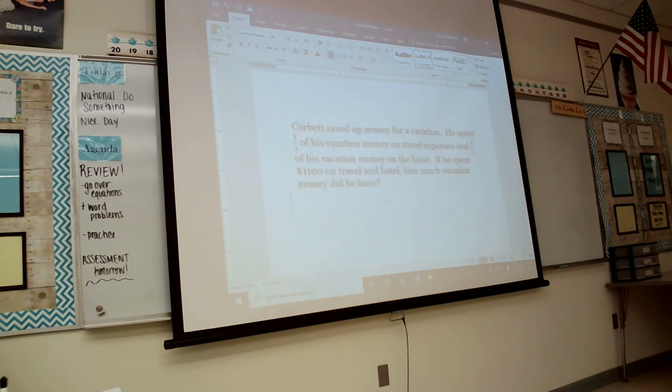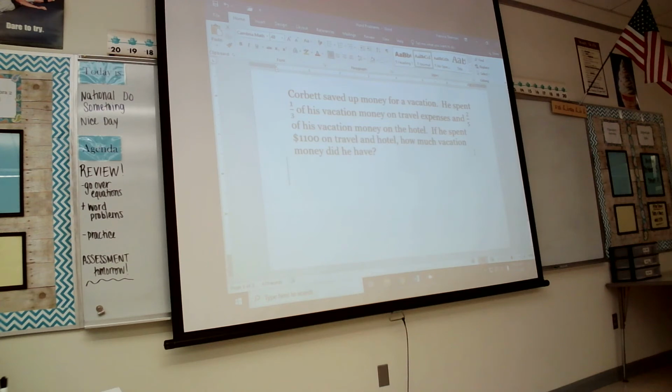Okay, here we go. We've seen one like this in the past. It tells me Corbett saved up for a vacay. He spent some of his money on travel expenses, some on the hotel. He spent $1,100. How much money did he have? If you saw that tomorrow, what am I looking for to find a variable? Would I be able to write an equation, and then would I be able to solve it?